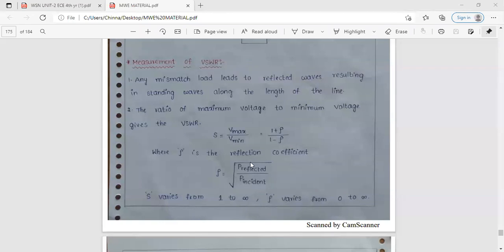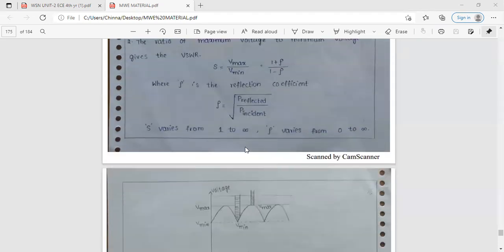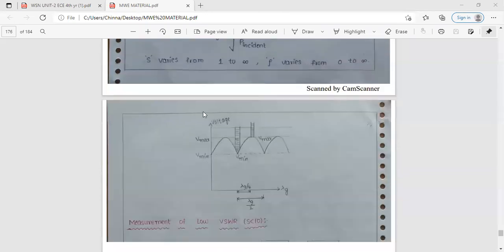So this is the general formula. S represents the voltage standing wave ratio, V maximum represents where the signal is at maximum voltage, the peak voltage, and V minimum is the low voltage. Okay, that is the representation here. And 1 plus rho and 1 minus rho, where rho represents the reflection coefficient. So S will always be from 1 to infinity and rho will always be from 0 to 1. So you can see the standing wave ratio in the diagram waveform, with V maximum and V minimum.